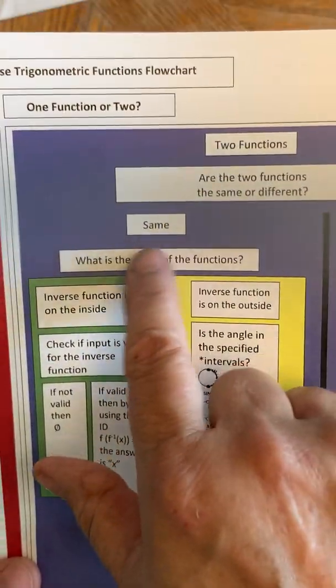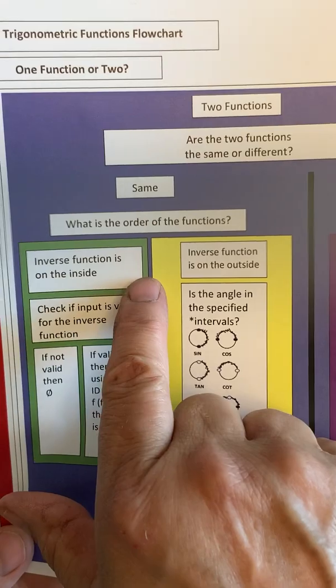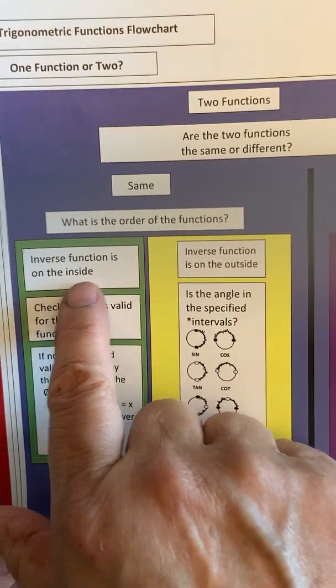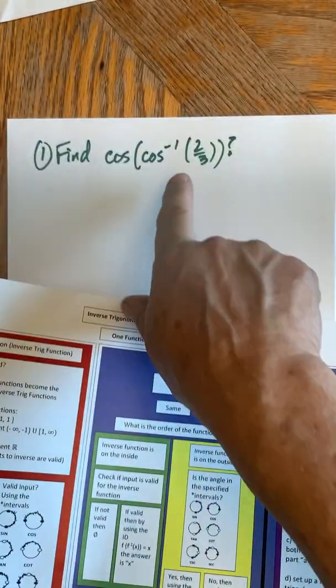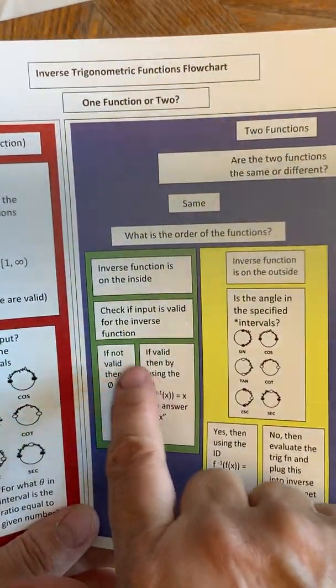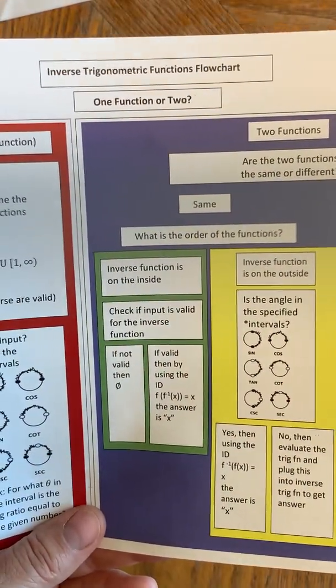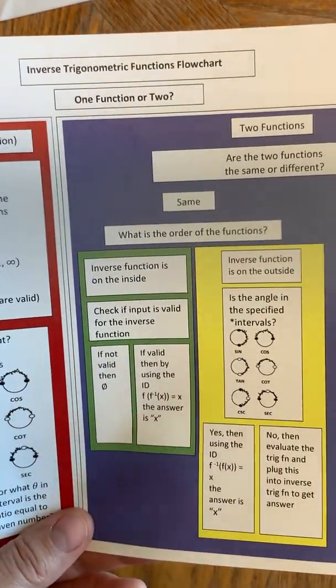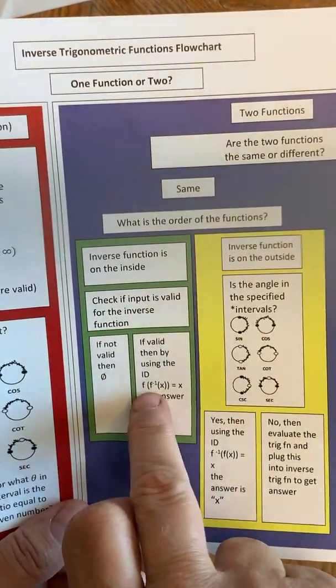Now I want to look at the order of the functions. Is the inverse function on the inside or on the outside? Well, it's on the inside. So if it's on the inside, I follow this. I have to check to see if the input is valid. If it's not, then it's no solution. If it is, then I just use the identity and the answer is x.